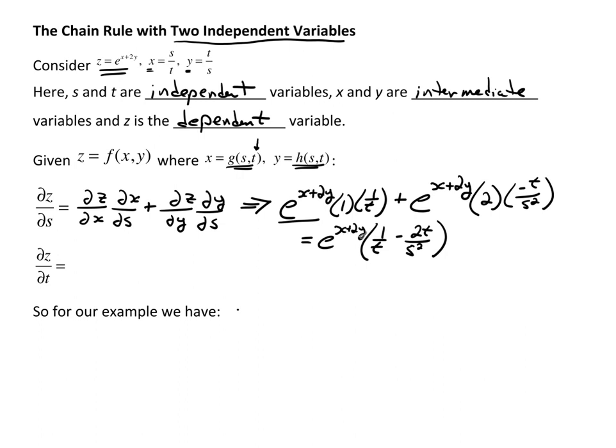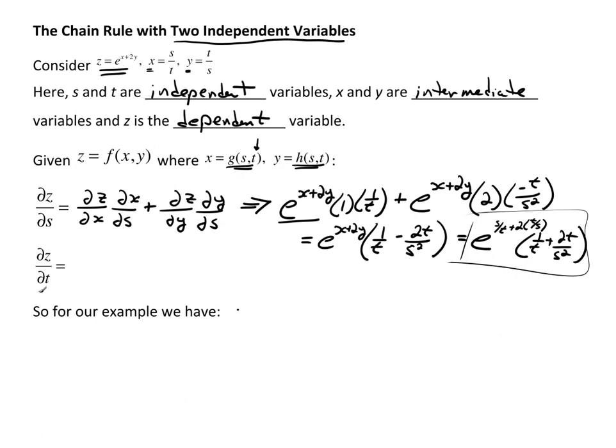But actually I need to finish this up because I need to substitute back in the values for x and y, which is going to be e to the, x was s over t, so this would be s over t plus 2 times y, which is t over s, times 1 over t minus 2t over s squared. So this would be my partial with respect to s. Now notice I still have t's in here because t is a constant in this case.